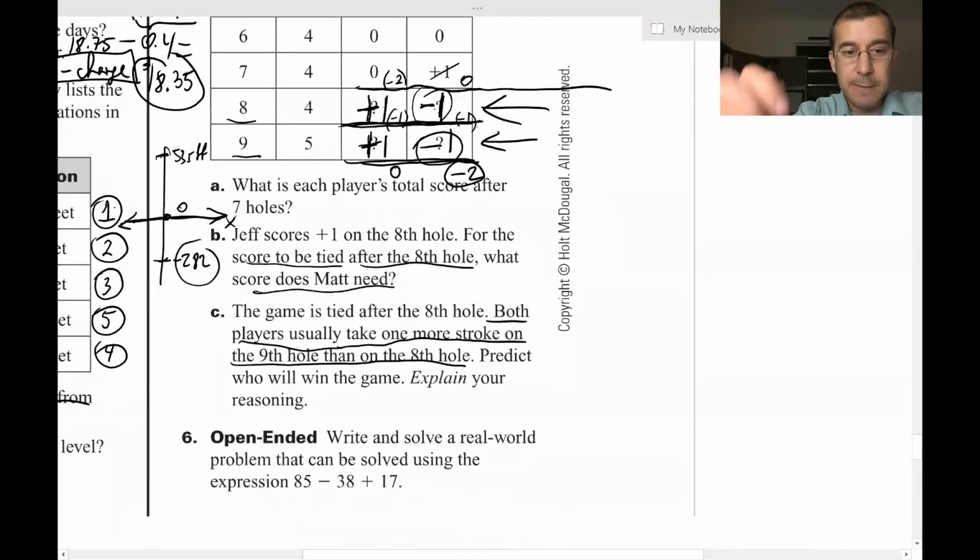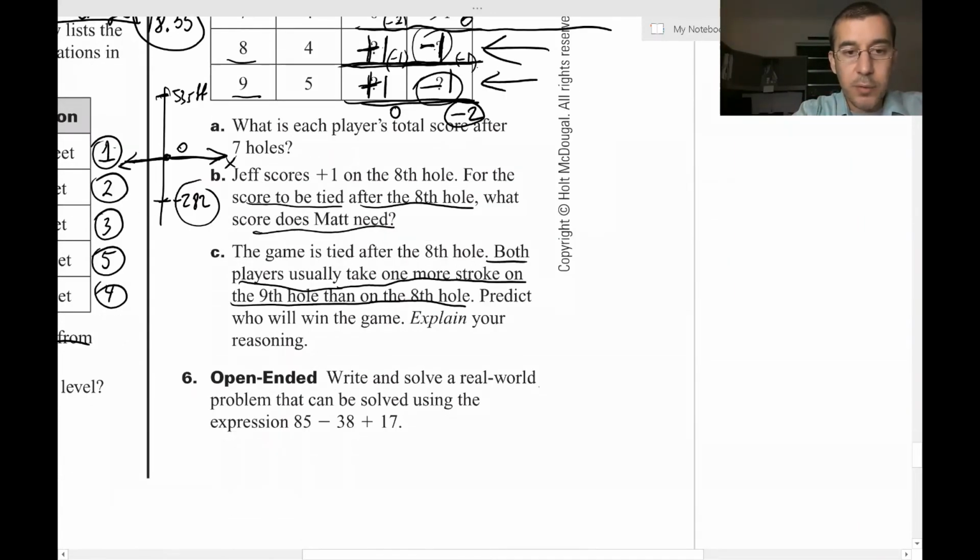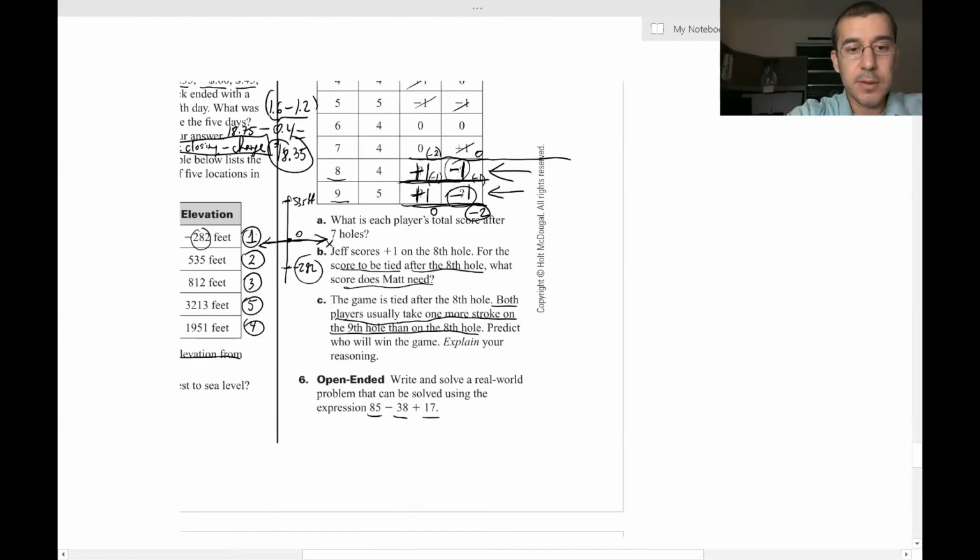Number 6, open-ended. Write and solve a real-world problem that can be solved using the expression 85 minus 38 plus 17. Okay, we can say we got paid $85 this week. Our expenses were $38. We had $17 to begin with. What's the dollar amount we end up with? So that's number 6.